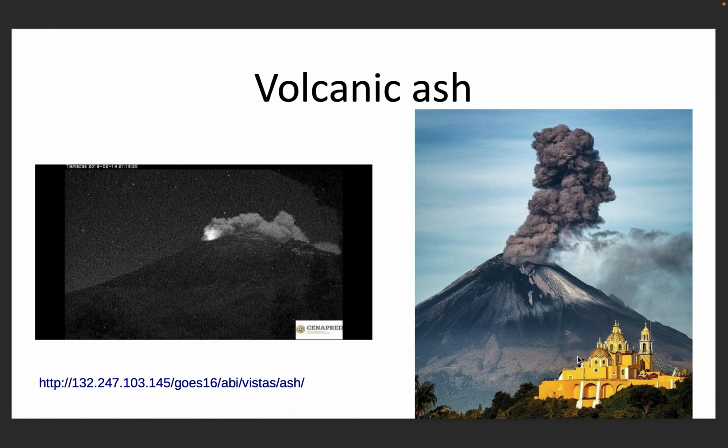Volcanic ash. By the way, we are using some reference from Pavolonis. And this is what we call, do you remember how we call this volcano? The Popocatépetl? Don Goyo. There is an active volcano near Mexico City.